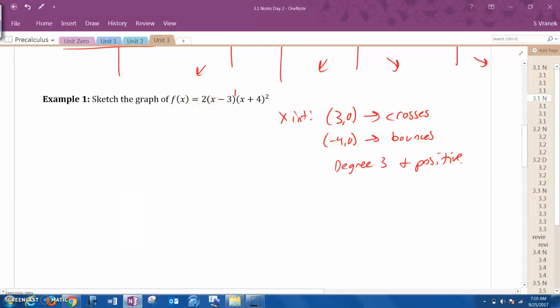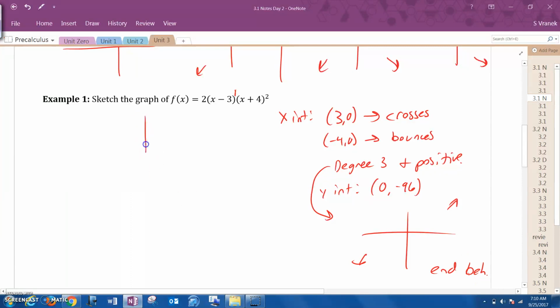And then the last thing you can do, it's very easy to get the y-intercept. You just plug a 0 in for everything. So 0 here is 4 squared, 16 times negative 6. You get negative 96. So I actually should write that (0, -96). Okay, that's really all I need to know. Because the degree is 3 and positive, we know it's going to look kind of like this, the end behavior.